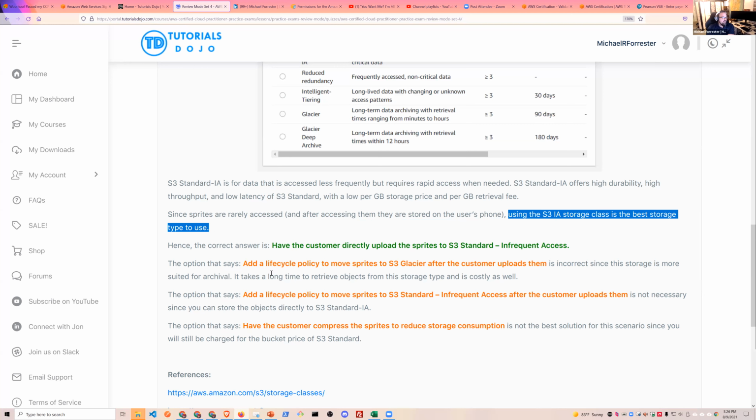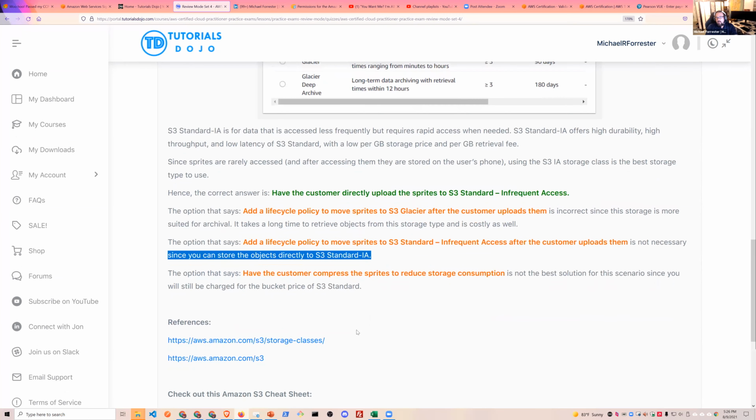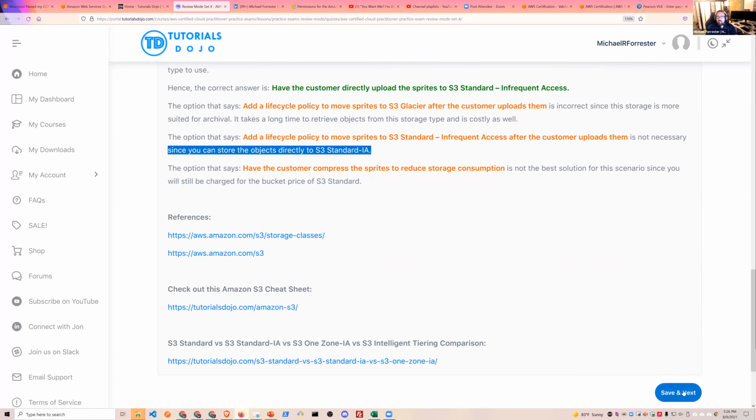So there we go. Let's see. I think the answer to the question is, obviously, storing directly to IA is probably better, because you will incur some cost if you put it on S3 Standard and then move it over to IA. So that makes sense. The moral of the story there is, what's the cheapest from an AWS service perspective based on rarely accessed? Infrequent access is the key.